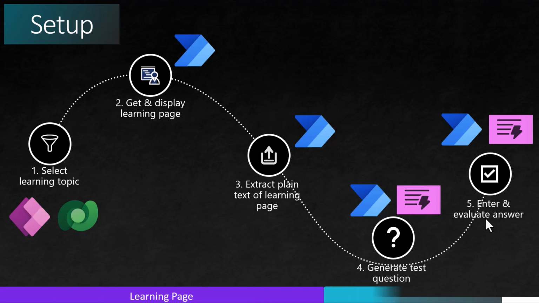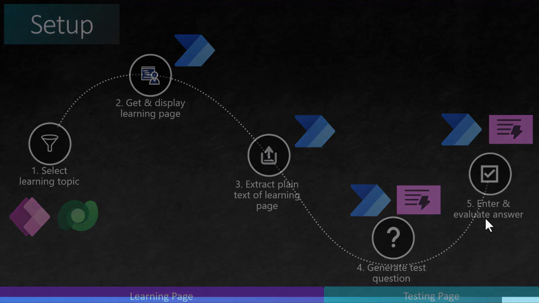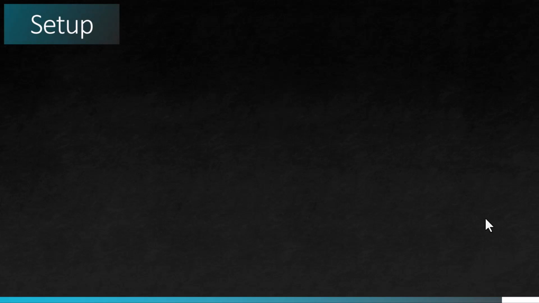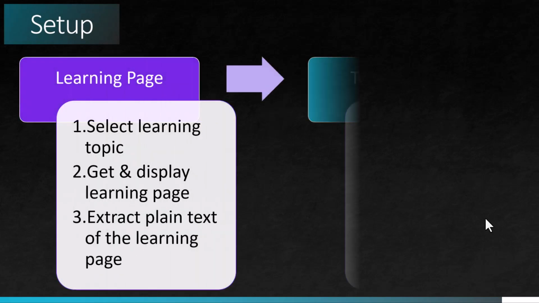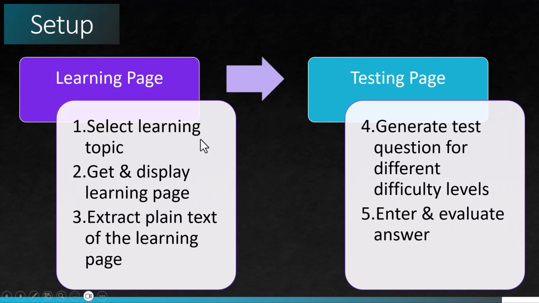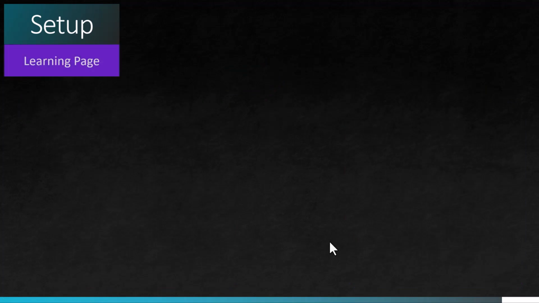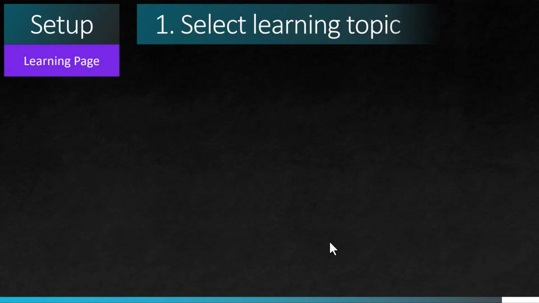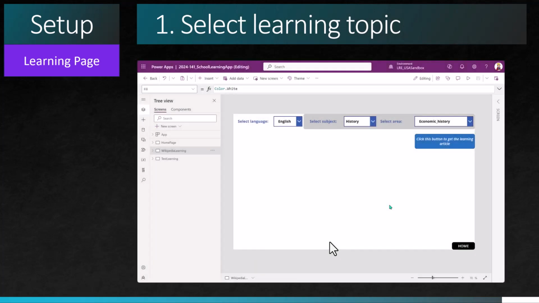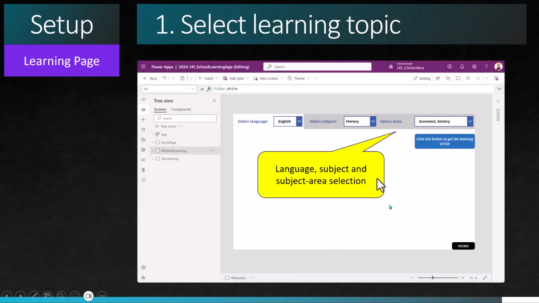So for this, I had 2 pages, the learning page and the test page. Now let's see how they are set up and for what purposes I use them. So on the learning page, we select the learning topic, display the page, get the plain text. On the testing page, we generate the question and then do the evaluation of the answer provided. Okay, let's start with the learning page and the first topic. Select the learning topic. So that's what I showed you here on top. You just select history, economic history, whatever you like, and click this button.